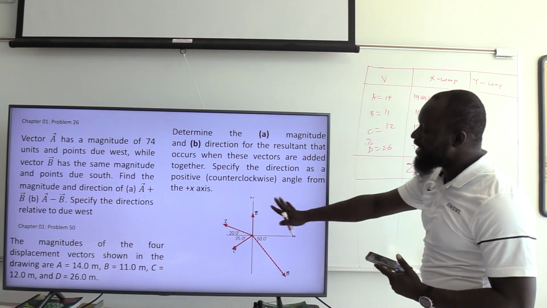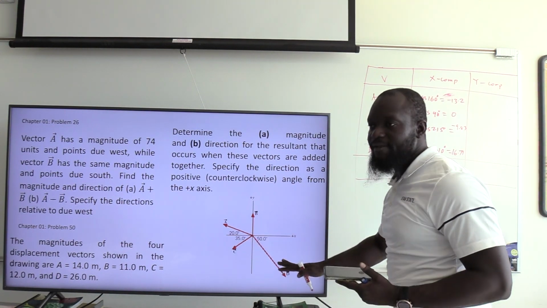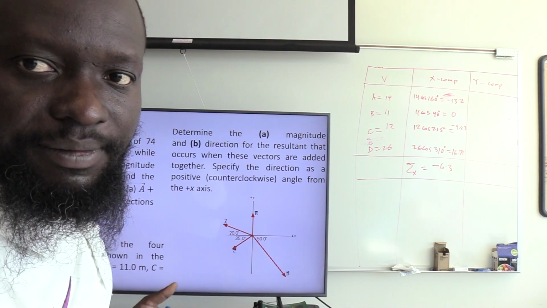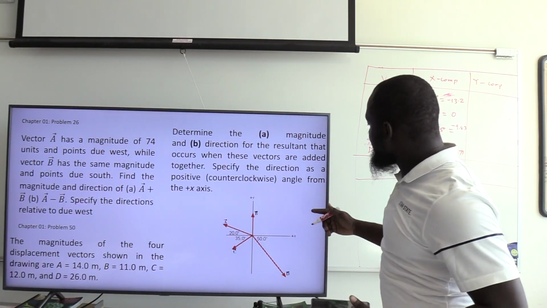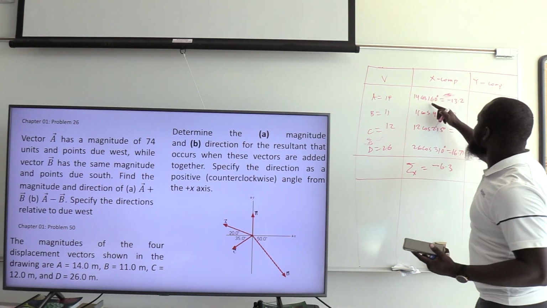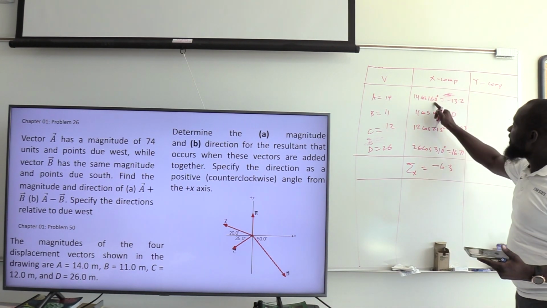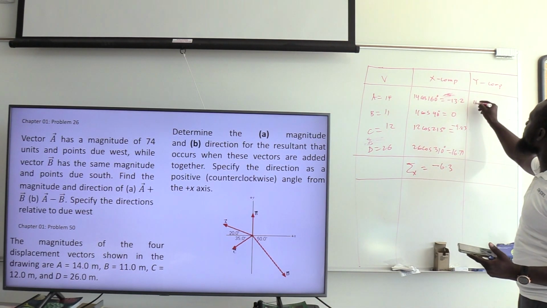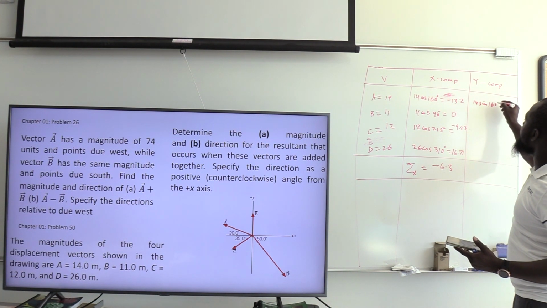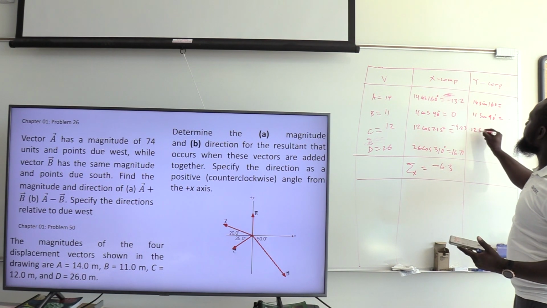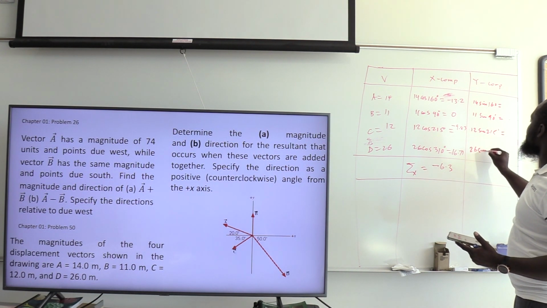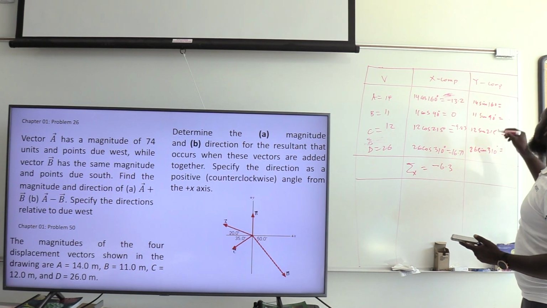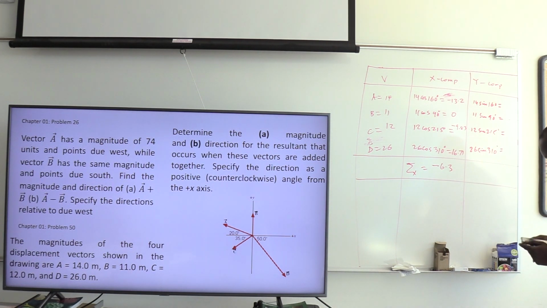For the y, I don't look at the diagram anymore. Let me make sure you guys can see this diagram clearly. For the y, all you need to do is change all these cosines to sines, since you've taken the angles to the positive x-axis. So this becomes 14 sine 160, 11 sine 90, 12 sine 215, and 26 sine 310. Just change all the cosines to sine. So let's do that in our calculator.